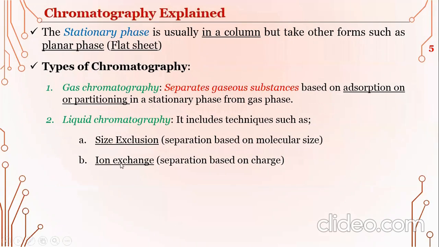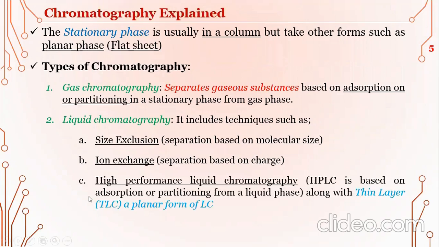And the second one is ion exchange, which is separation based on charge. As the name indicates, size exclusion indicates the molecular size, and ion exchange indicates the charge. So based on the size, the components can be separated out, and based on the charge, the components can also be separated. And the third one is high performance liquid chromatography, HPLC, which is based on adsorption or partitioning from a liquid phase. A liquid phase is used in all these settings, because this is liquid chromatography.